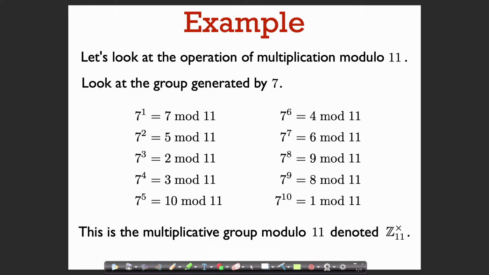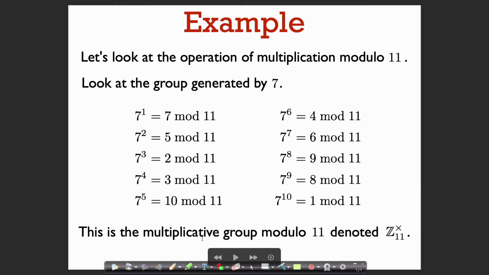Okay, so let's look at an example. So let's look at the operation of multiplication modulo 11. Okay, and let's consider the subgroup generated by 7. Okay, so we just look at powers of 7 modulo 11. Okay, so here I've written all of them out. Okay, and you see that we actually get everything here in the integers modulo 11 except for 0. Okay, so every element in Z11 that has a multiplicative inverse is some power of 7.